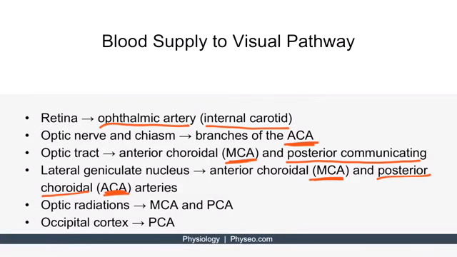And the optic radiations, so the dorsal optic radiations and the Meyer's loop, are supplied by both the MCA and the PCA. And the occipital cortex is supplied by the PCA, or posterior cerebral artery.